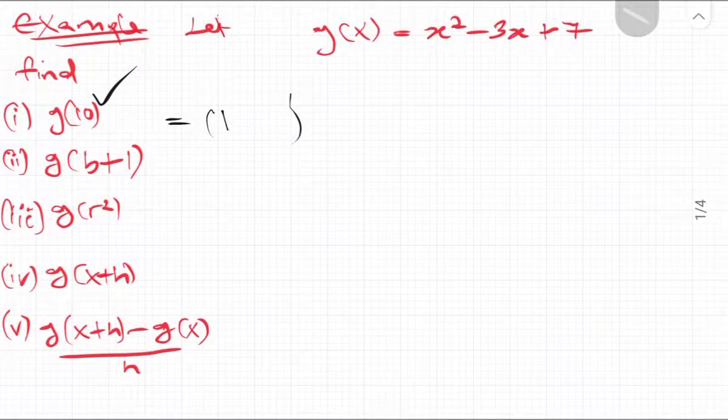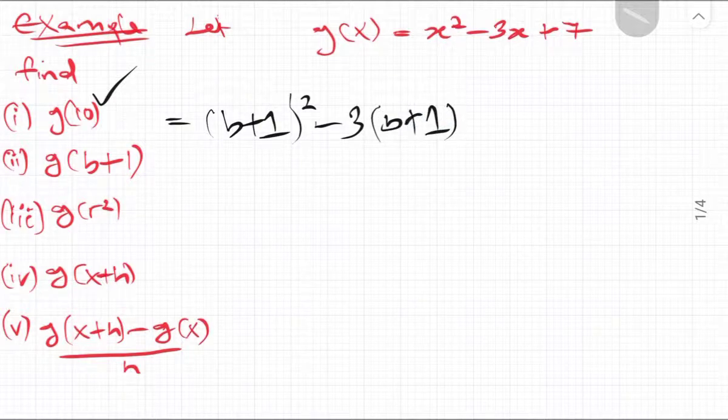What is x? b plus 1. Then x squared, so we have minus 3x. What is x? b plus 1. Then plus your 7 there. So I'm going to evaluate this. Let's just do some algebra.